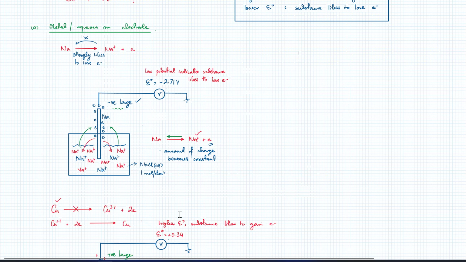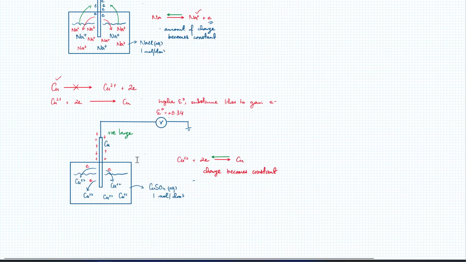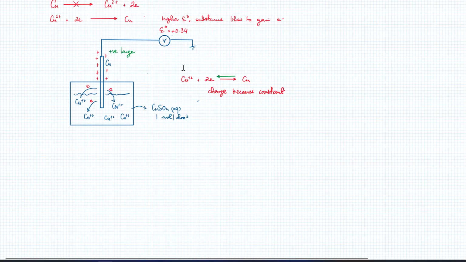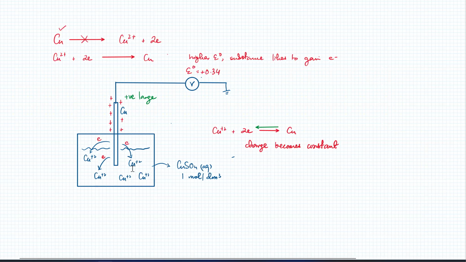So sodium wanted to lose electrons. It ended up producing a lot of electrons on the electrode. That's why the electrode became very negative. That meant a lower potential. It liked to lose electrons. Copper, on the other hand, did not like to lose electrons. Instead, it wanted to gain electrons. The ions in the solution wanted to gain electrons. So the electrode became electron deficient. It became very positive. So if the substance likes to gain electrons, it's going to make the electrode very positive.